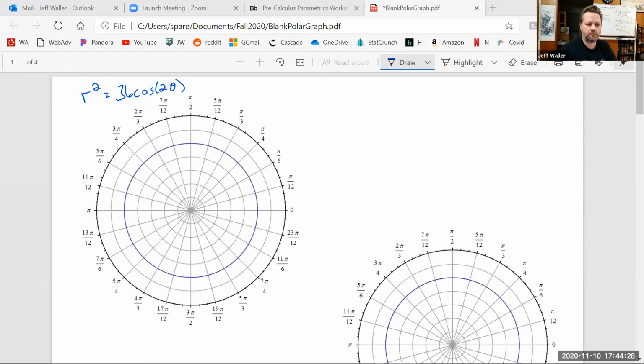Give me an idea of what to do about this. The square root. Yes. But when I take the square root, what am I going to have to put down there? Plus or minus. R equals plus or minus the square root of 36, which is 6, and the square root of cosine 2 theta is the square root of cosine 2 theta.